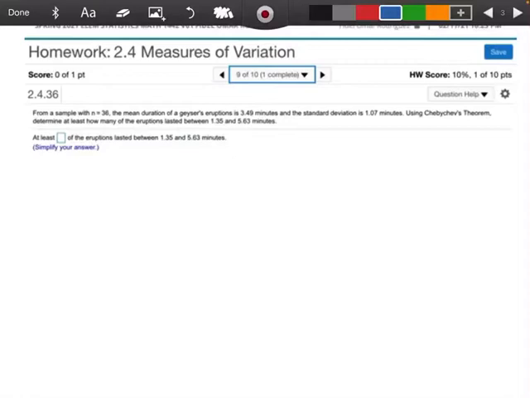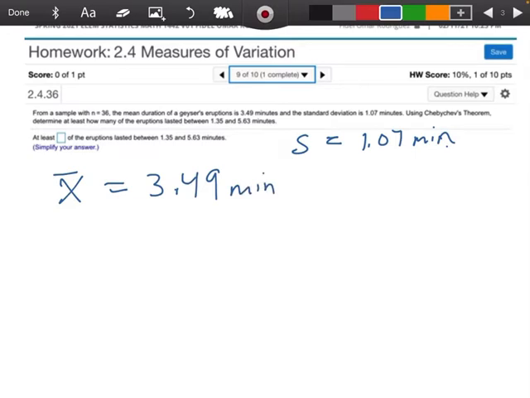Okay, so we know that our mean, in this case my x bar, is 3.49, and my standard deviation in this case is 1.07 minutes, right? And this is also in minutes. Okay, so it's given me a range here. It's asking me how many of the eruptions lasted between 1.35 and 5.63 minutes.